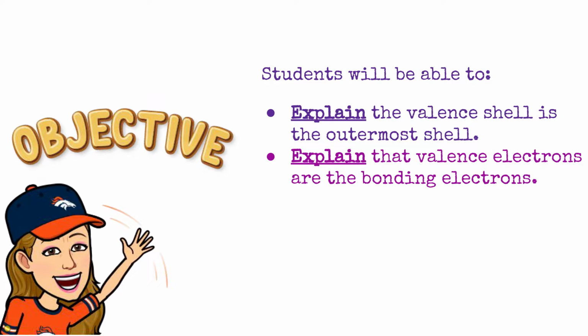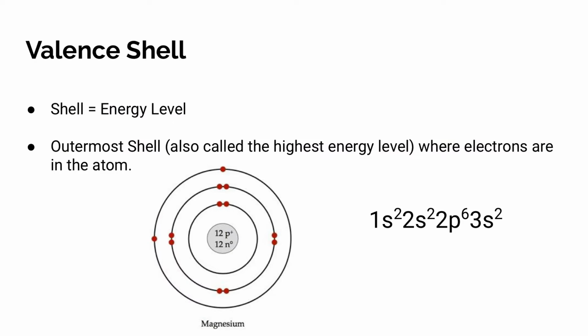In this lesson, students will be able to explain that the valence shell is the outermost shell and explain that valence electrons are the bonding electrons. So, valence shell. When we say the word shell, we're talking about energy level. It's the outermost shell, also called the highest energy level, where electrons are in the atom.